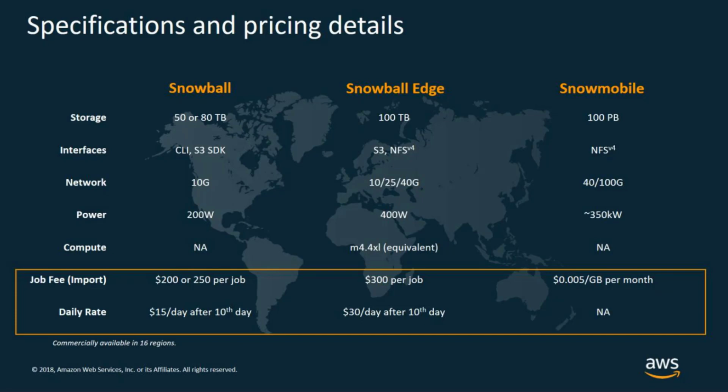Specifications-wise, we have an at-a-glance view here into what the different speeds and feeds between the different Snow platforms are. From a pricing perspective, the fee structure for Snow Family is pretty straightforward. Snowball and Snowball Edge have a flat rate job fee per device, as well as a daily usage fee, which starts to accrue after the 10th day of the device being deployed at your site. Snowmobile, on the other hand, is prorated based on the total amount of provisioned capacity, which is based on a 30-day billing period.